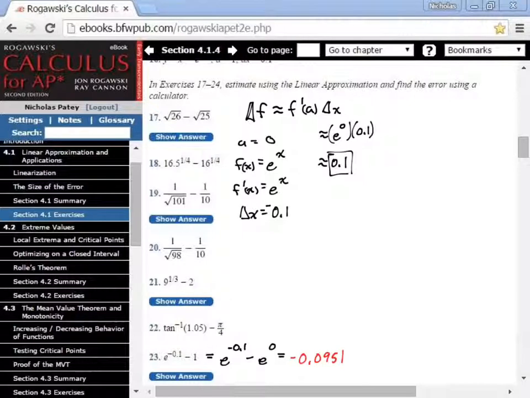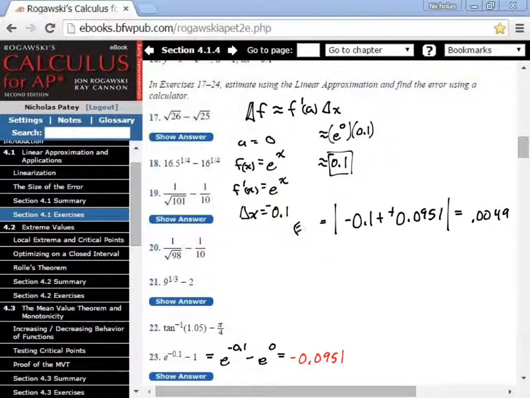Why do we need the actual one? We need the actual one to calculate our error. So we're going to take what we approximated and find the difference between that and the actual. And that's when you need the absolute value. So we need the absolute value of negative 0.1, and we're going to subtract from that the actual one that we found. So go negative 0.1 and add to that 0.0951. That is going to equal 0.0049. Now that's our error.